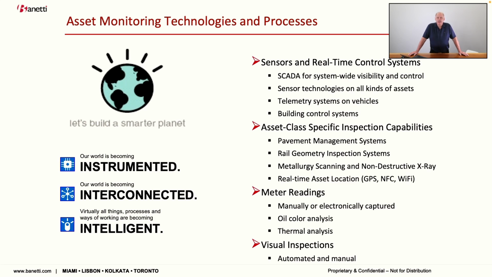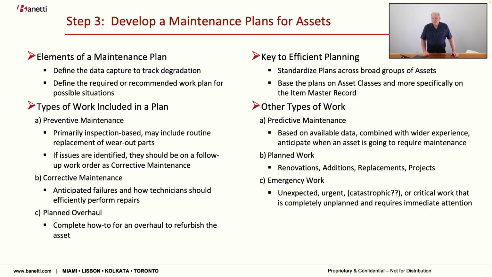Meter readings can be gathered manually or electronically. You can do oil color analysis, thermal analysis, and nowadays we've got all sorts of new capabilities on visual inspections that can be done in an automated fashion as well. So these types of technologies are applicable to those priority 5 and 4, the critical and important assets, that we need to have real-time information about how we're going to monitor.